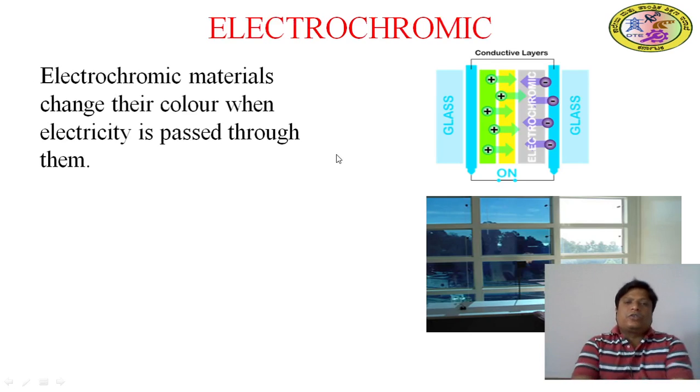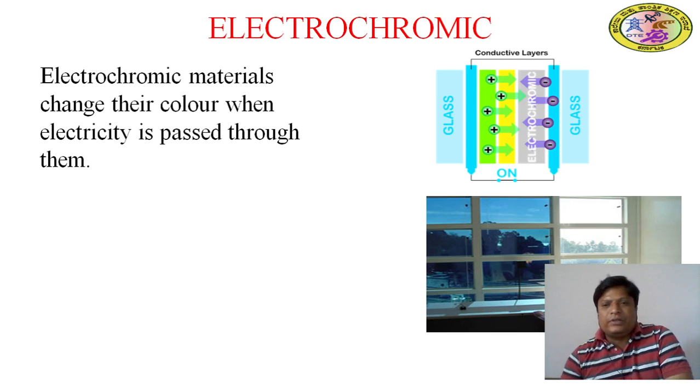Next one is electrochromic. Here the electrochromic materials change their color when electricity is passed through them. Between the glasses there is a conducting layer. When electricity is applied, meaning a potential difference occurs, this glass piece will be made up of the crystalline material, like liquid crystal. Liquid crystal has some properties of both liquid and crystal.